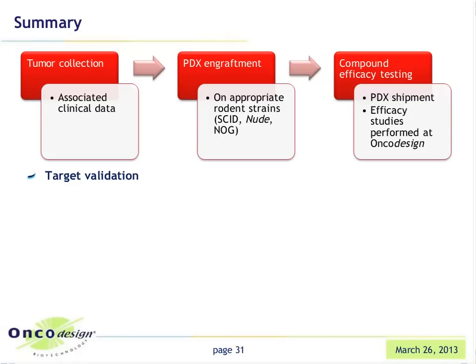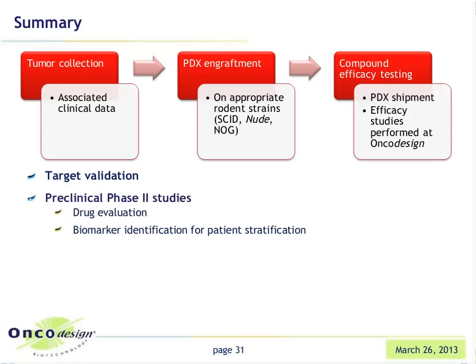We can validate the targets in our models depending on the transcription gene data that are available, and look for the model that fits your targets. We can run the preclinical study and do the drug evaluation or biomarker identification.